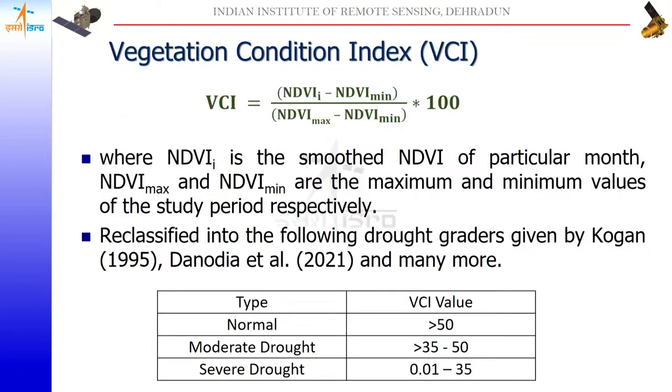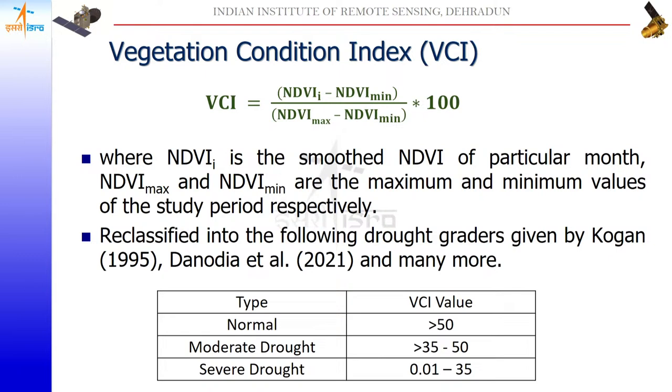First, I define VCI, which is also known as the scaled NDVI. The formula given in this slide is NDVI minus NDVI minimum, divided by NDVI maximum minus NDVI minimum, multiplied by 100. Multiplying by 100 simply scales the data from 0 to 100. The maximum and minimum are the long-term maximum and minimum for the particular period, while NDVI is the image or value for the same month or period.